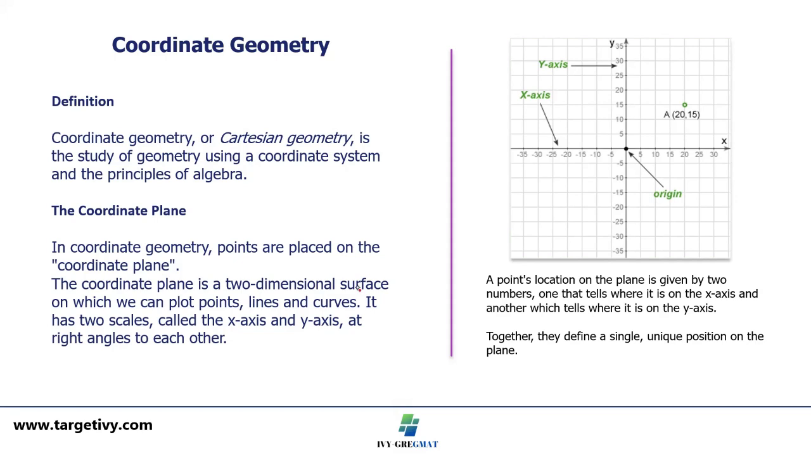coordinate system? Coordinate geometry reminds us of a graph paper having some coordinates drawn on it already. So this graph paper or this plane is called a coordinate plane, as we are seeing it here. This is a coordinate plane. So a coordinate plane is a two-dimensional surface in which you can plot points, lines, and curves.